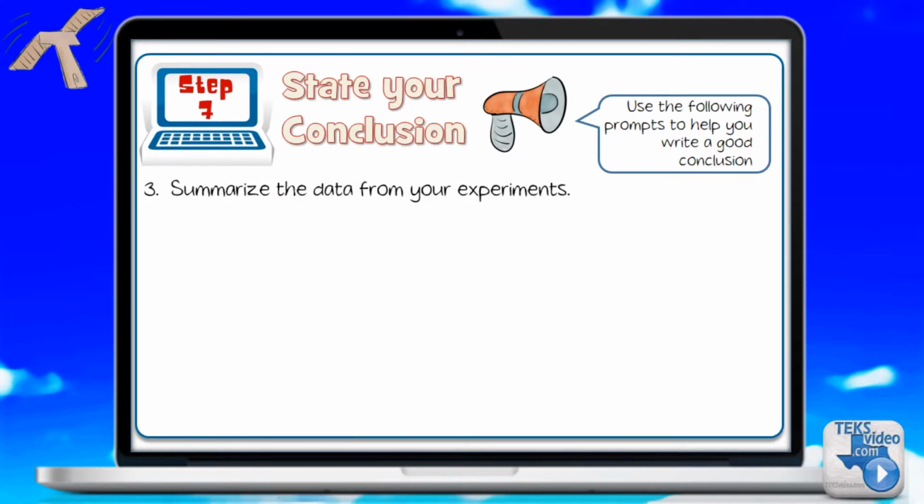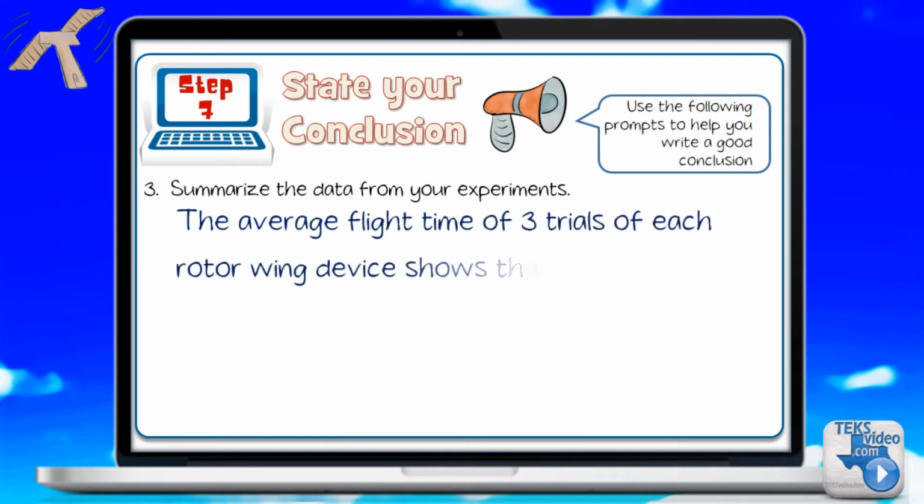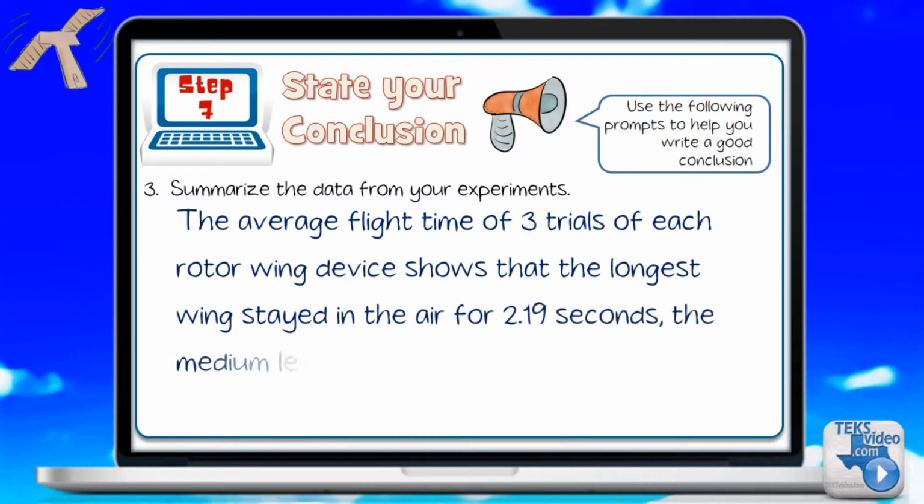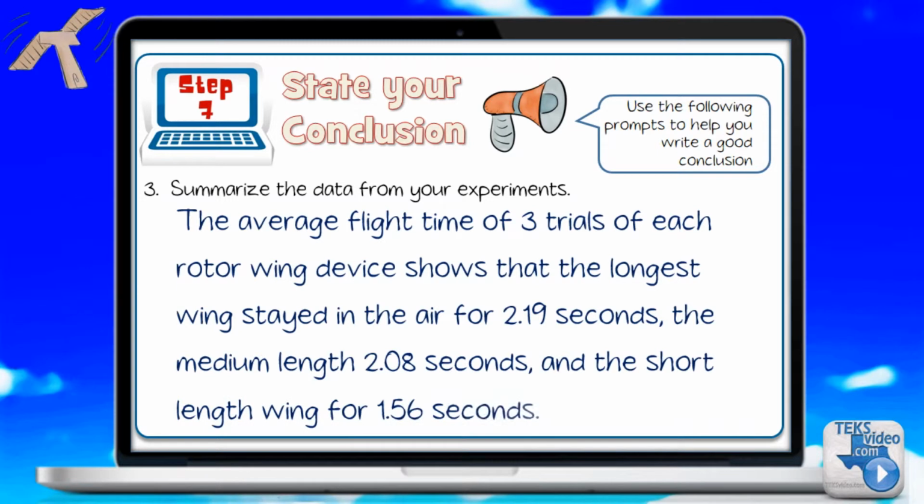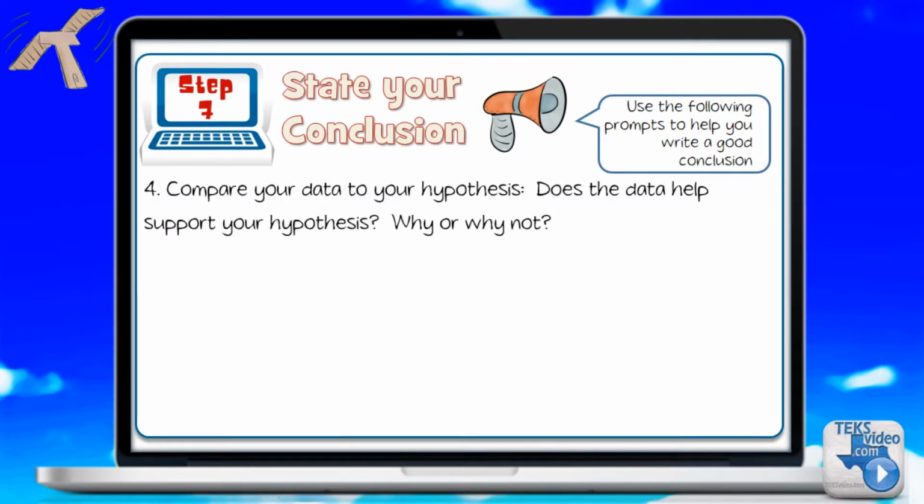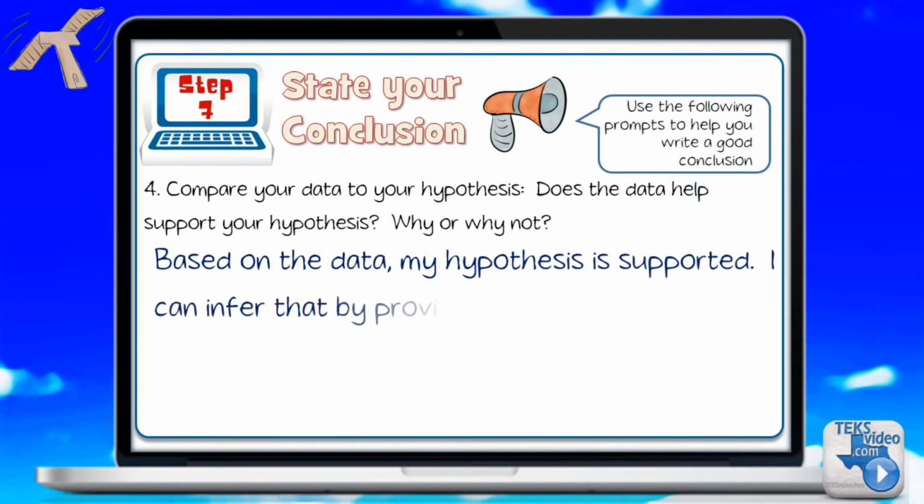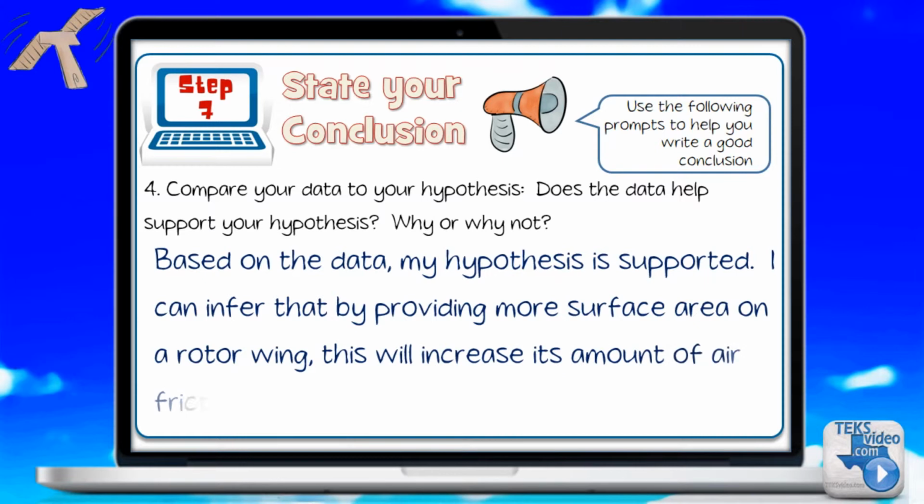The average flight time of 3 trials of each rotor wing device shows that the longest wing stayed in the air for 2.19 seconds, the medium length 2.08 seconds, and then the short length wing for 1.56 seconds. Based on the data, my hypothesis is supported. I can infer that providing more surface area on a rotor wing will increase its amount of air friction, thus allowing it to stay in the air longer.